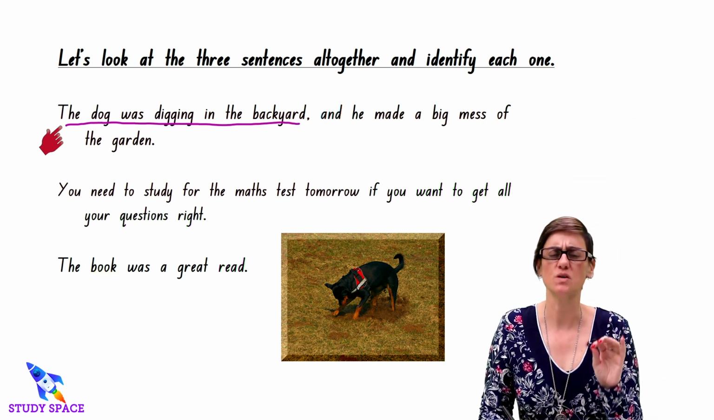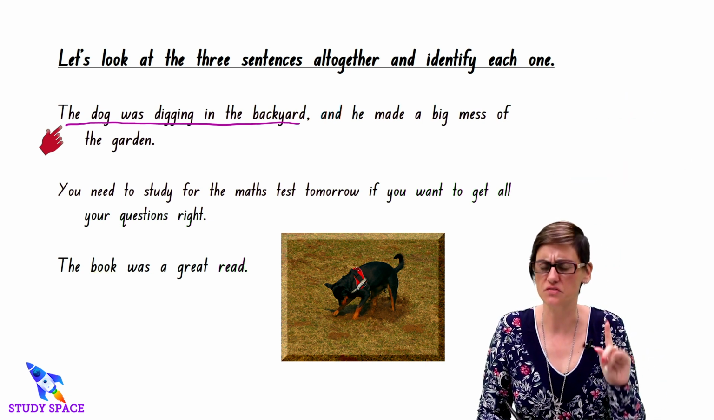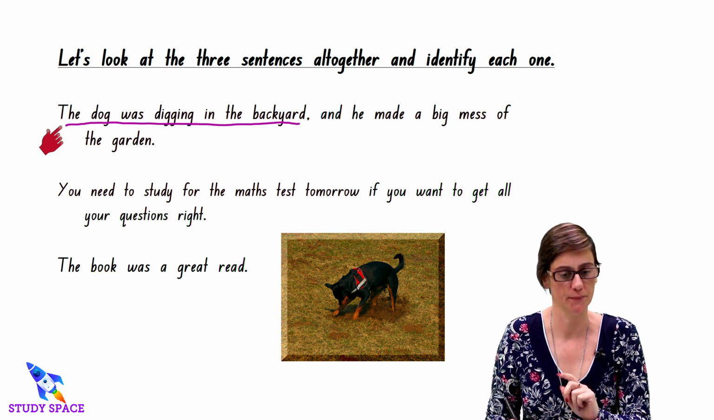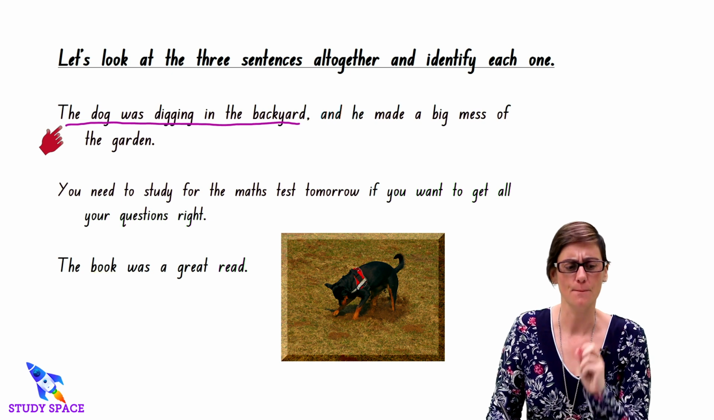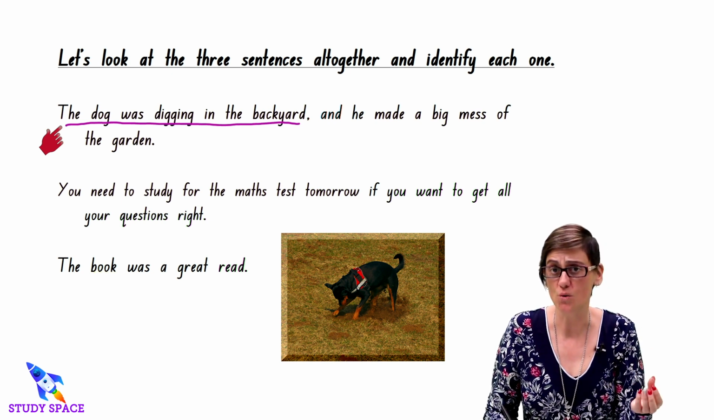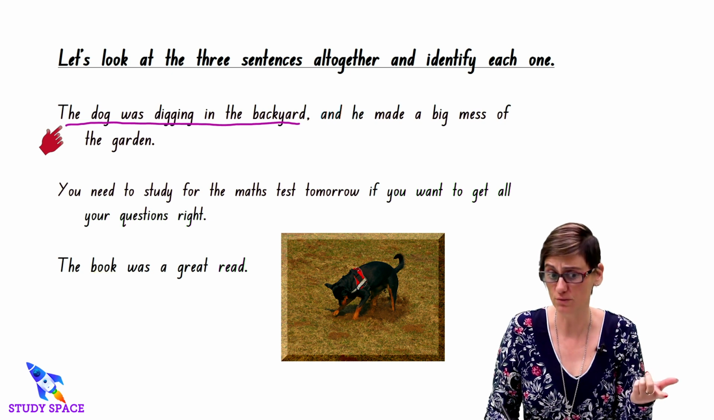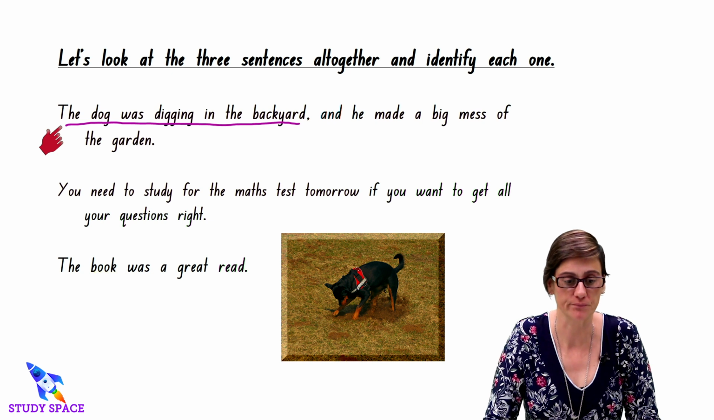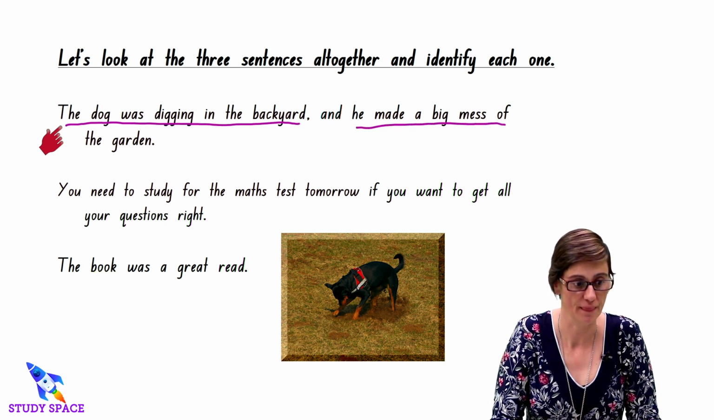Okay, so our next word is and, so just leave that for a second, just to be sure that the next part is an independent clause, okay? He made a big mess of the garden. So has that got a who and a what? Who, and what did he do? He made a big mess. So that's a complete thought. Okay, so that is an independent clause also.